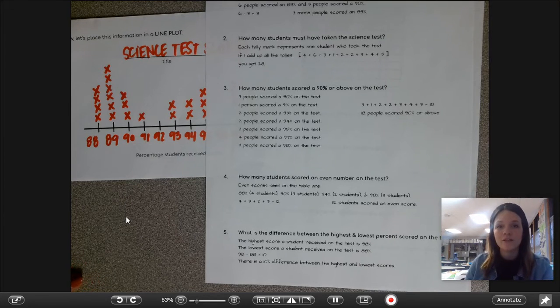You can find your own stuff on the internet and see if you can put your own data. You could ask your friends about what cookies they like or what their favorite activity is to do, and make your own line plot and your own frequency tables and answer some questions.